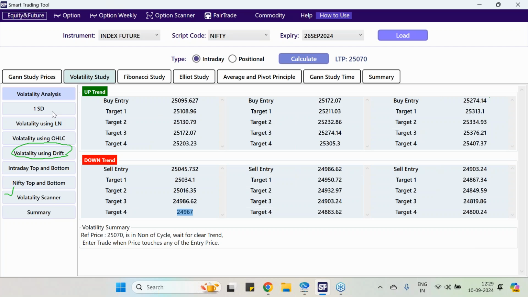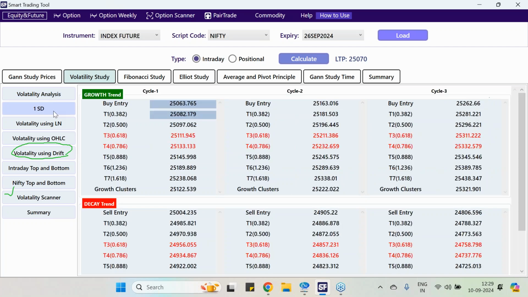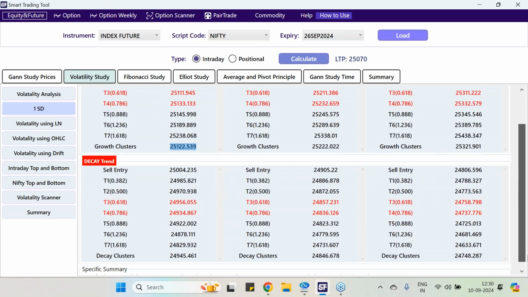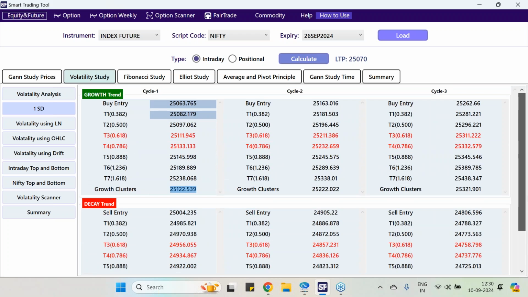In the same way, if I go to the one standard deviation process, this says that the price, which is 25070, is in the uptrend buy entry to target one zone. It is residing in this zone, and it has a growth cluster till 25122. There the trend will find its toughest resistance. If it can penetrate, it can go to the second cycle and third cycle. And this is the downward cycle. So this is what the one standard deviation is.